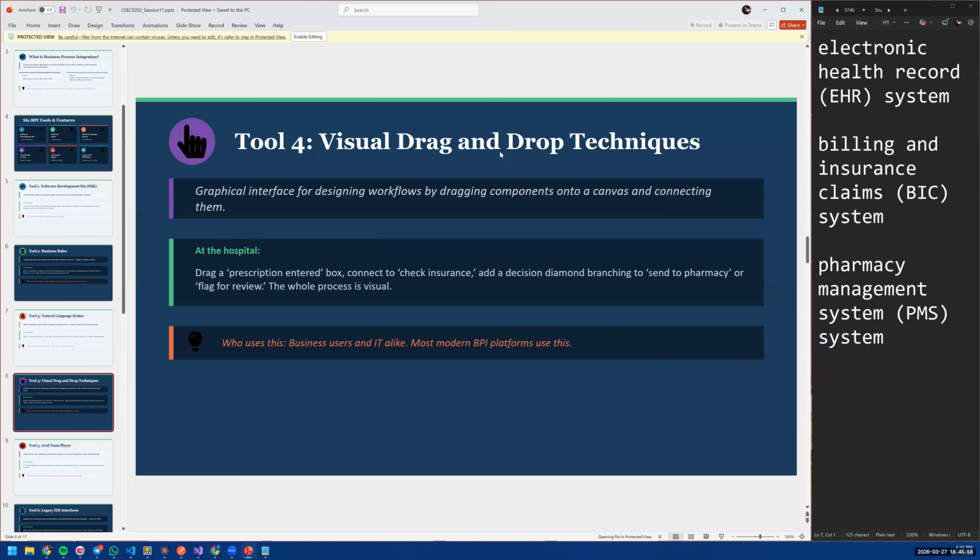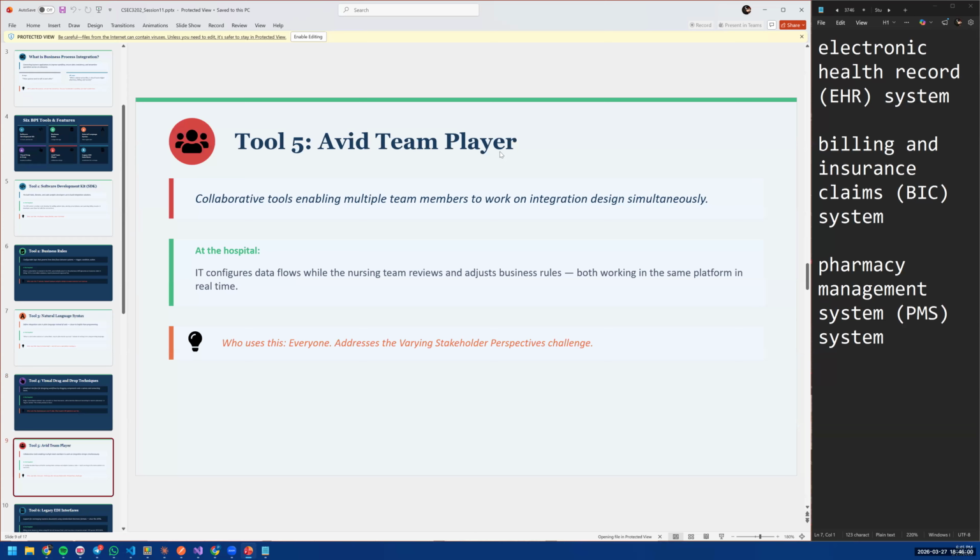So that is tool number 4. Number 5 now, Avid Team Player. So this refers to collaborative tools within the BPI platform that enables team-based integration design. So integration projects, they're not solo work. You don't do it by yourself. You have your developers, you have your business analysts, you might have operation staff, and sometimes you're even going to have clinical experts in the example of the hospital. I keep saying hospital, and they all work on the same integration.